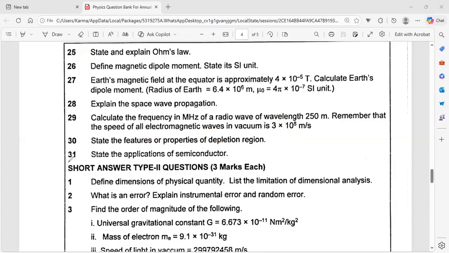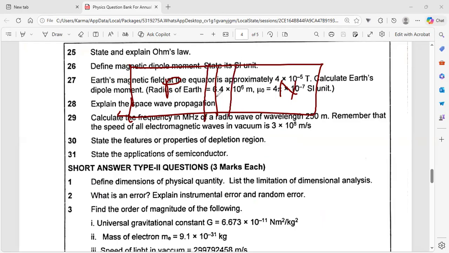State the features or the properties of the depletion region. Okay, I call that a migration problem. P-type and N-type semiconductors. So a few of the P-type carriers diffuse into N-type and a few of the N-type carriers diffuse into the P-type. So at the P-type there will be some electrons and at the N-type there will be some holes, meaning positive charge. So near the boundary of the two, you'll find the people who speak both languages.